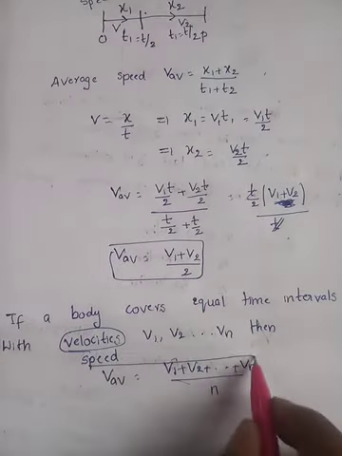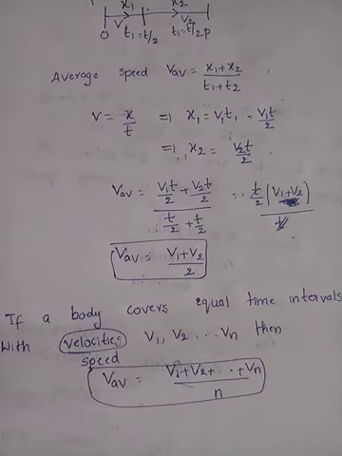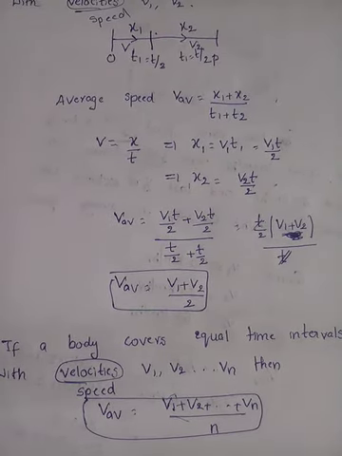If they give two velocities, the formula is v1 plus v2 by 2. If they give three velocities, the formula can be rewritten as v1 plus v2 plus v3 by 3. So these are the two different formulas which are very helpful to solve problems from the exam point of view. One is for equal distance, another is for equal time interval.